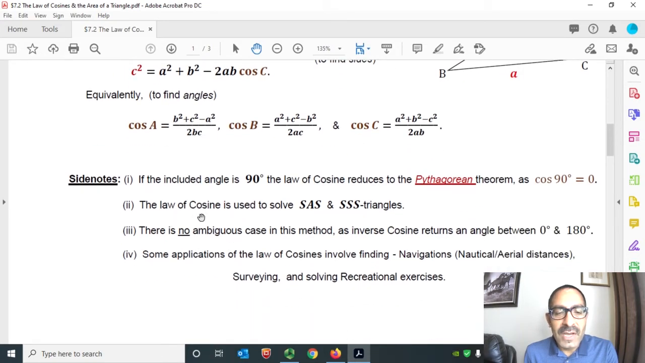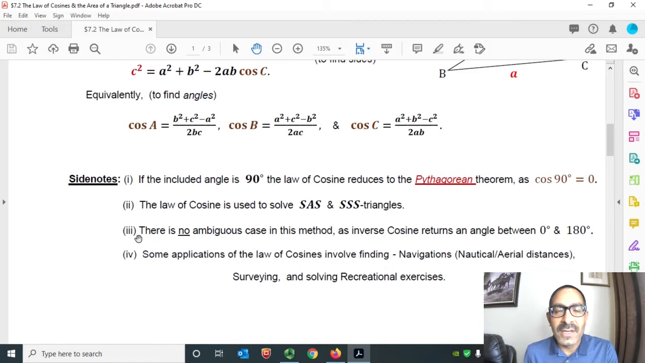2. The law of cosine is used to solve oblique triangles when you know these three parts, SAS and SSS. SAS means side, angle, side, where the angle is included between two sides. And in SSS we know the three sides. Then we use the cosine rule to solve the triangle. By the way, solving the triangle means finding the missing sides or missing angles of the triangle.